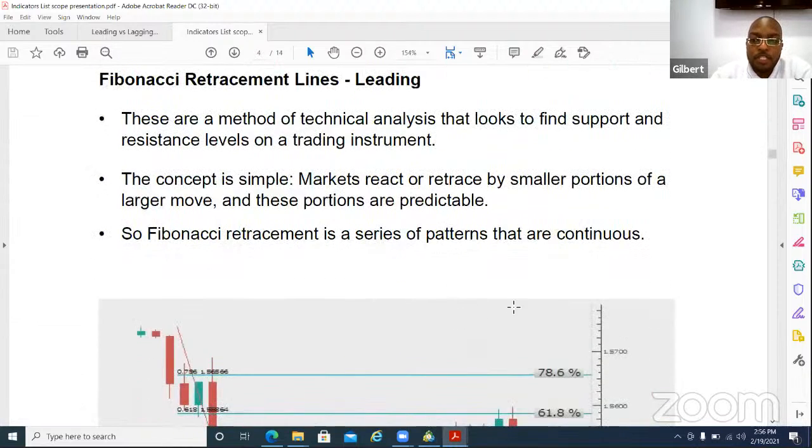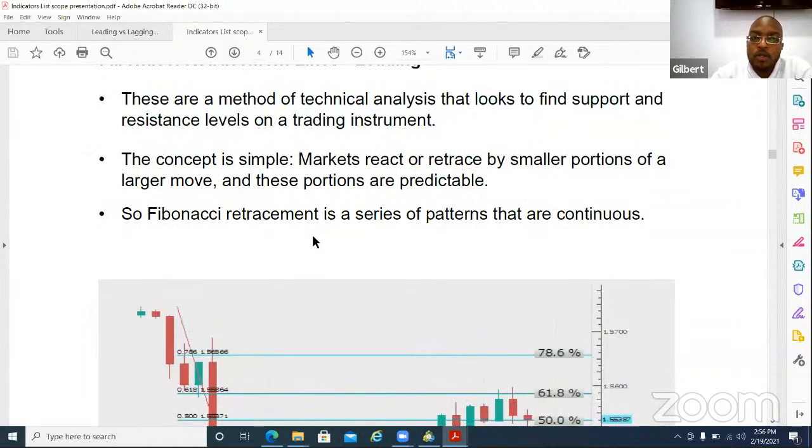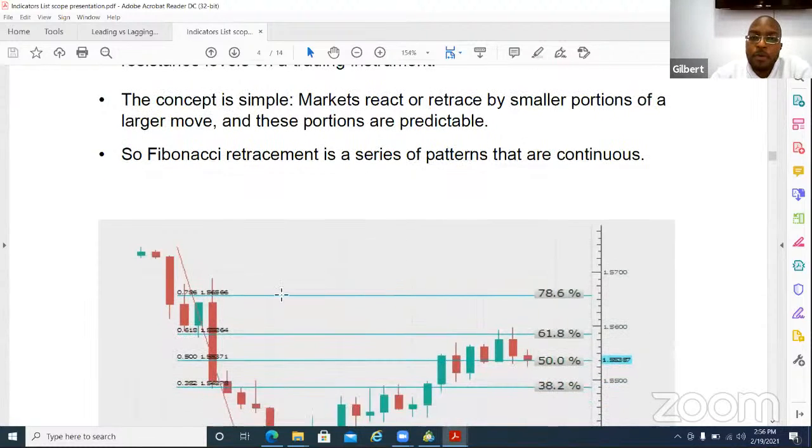Then we have the Fibonacci retracement lines, which we said are leading. And this is a method of technical analysis that looks to find support and resistance levels on a trading instrument. That would be a Forex pair. The concept is simple. Markets react or retrace by smaller portions of a larger move, and these portions are predictable. We consider Fibonacci retracements as discount levels.